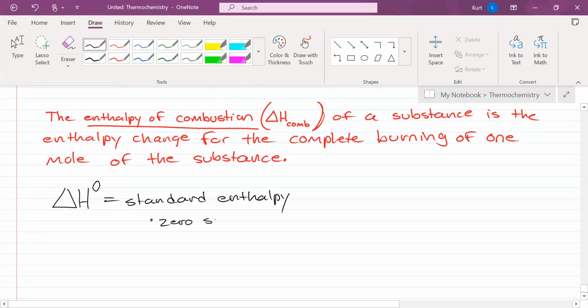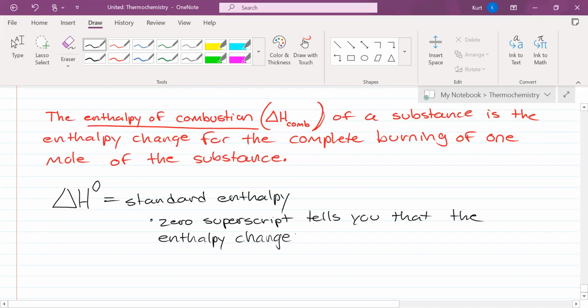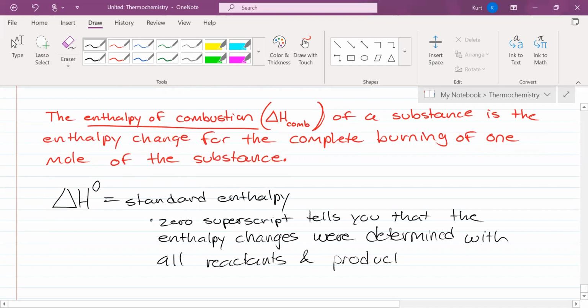The zero superscript, remember a subscript is on the bottom. A superscript is like an exponent. Super means above, sub means below. The zero superscript tells you that the enthalpy changes were determined with all reactants and products.